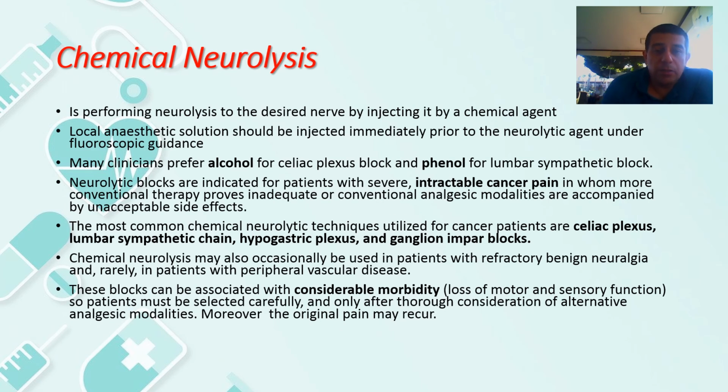Another way to do this is chemical neurolysis. Simply, after we use fluoroscopy to delineate the nerve that we want to work on, we inject some local anesthetic just to make sure that we are in the right position. Then we inject a chemical like alcohol or phenol to do the neurolysis of that nerve. This technique is used mainly for intractable cancer pain. Some examples of this chemical neurolysis are celiac plexus block, lumbar sympathetic chain block, and hypogastric plexus block also. But this technique has considerable morbidity in that it can cause loss of motor and sensory function of that nerve.